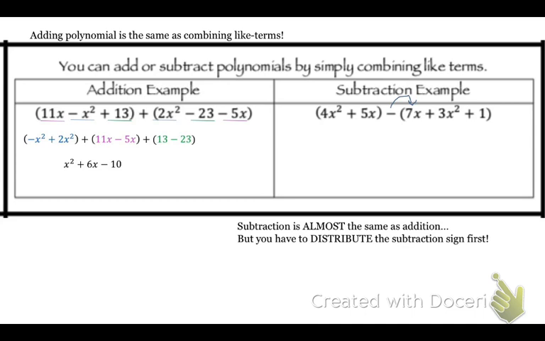So that would be into all of those ones. And it's only into the parentheses directly after the subtraction sign. So that would be negative 7x minus 3x squared minus 1. So I'm going to combine my x squareds, combine my x's, and then my constant. And I get x squared minus 2x minus 1.